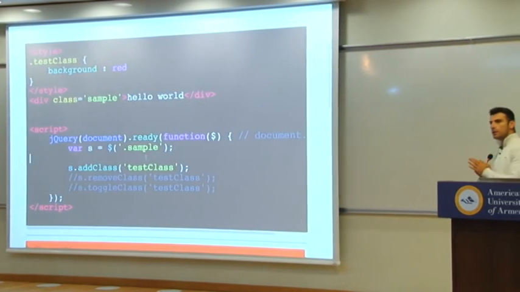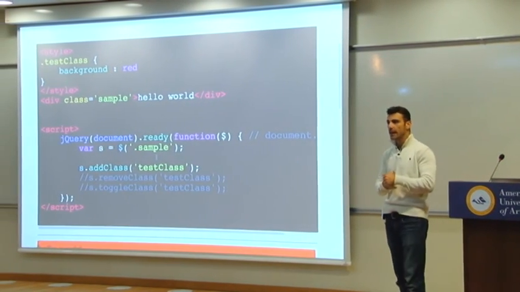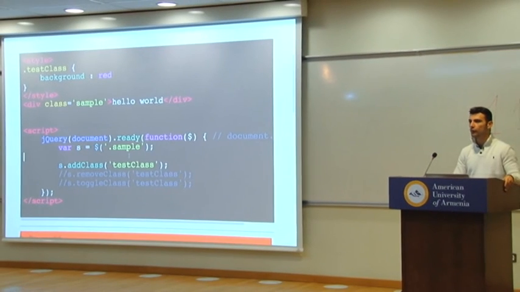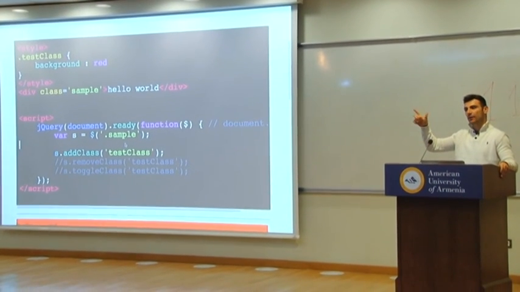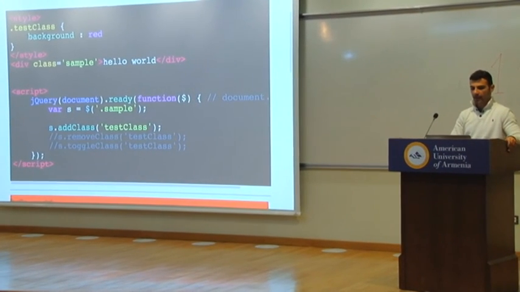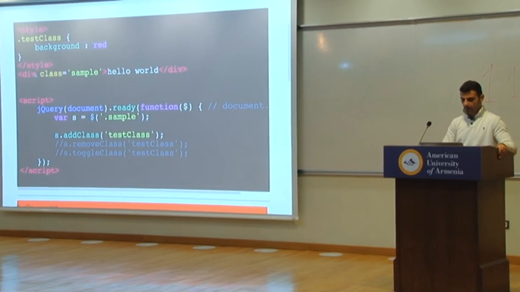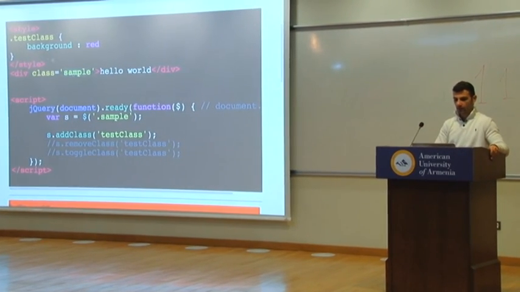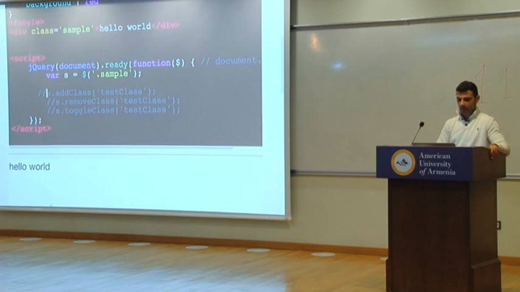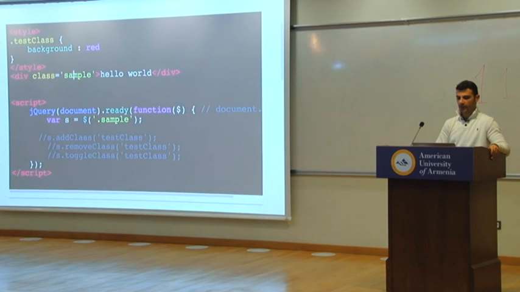So in CSS, we can have classes, as you recall, right? Now what's cool is that you can actually add and remove not just CSS styles, but actual classes. This is a class that has background red, right? This is a div that has a class sample. Not test class, it has a sample, which is why the background is not red. Because this class and this class are not the same. Clear? But in code, I can actually add this class to this element.